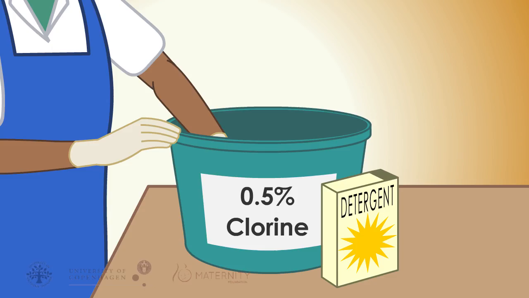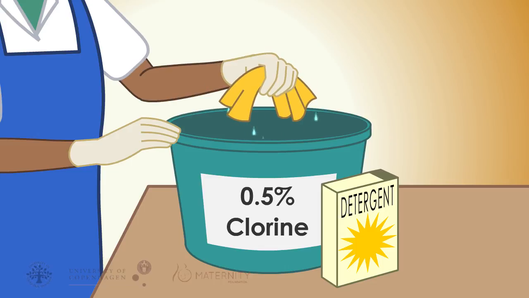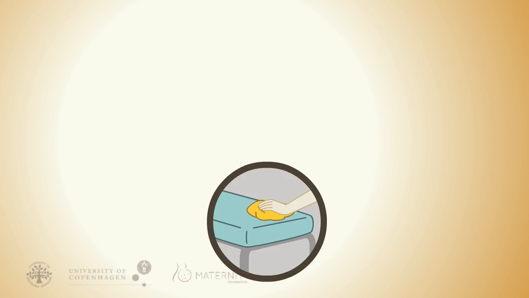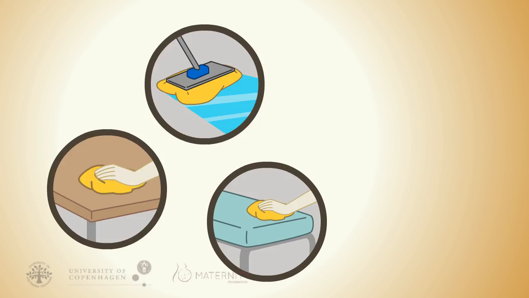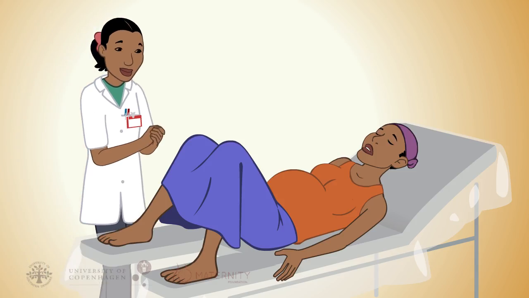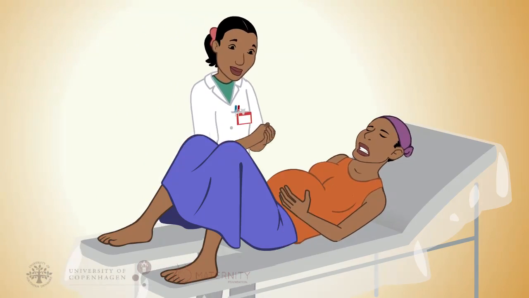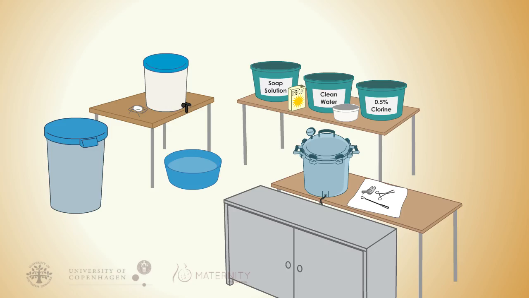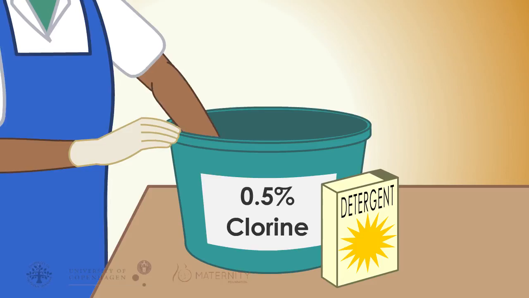Housekeeping. Clean high-risk areas with disinfection solution that is made of detergent and 0.5% chlorine solution. Clean washable bed, table, floor, toilet, and delivery bed. Clean even if there was no birth at the delivery bed. Spread of germs can be prevented with simple hygiene procedures, but it requires facilities, discipline, and consistency.